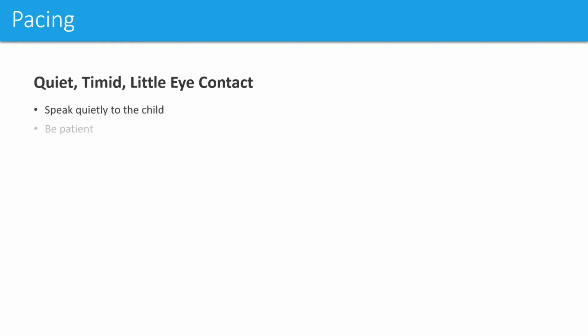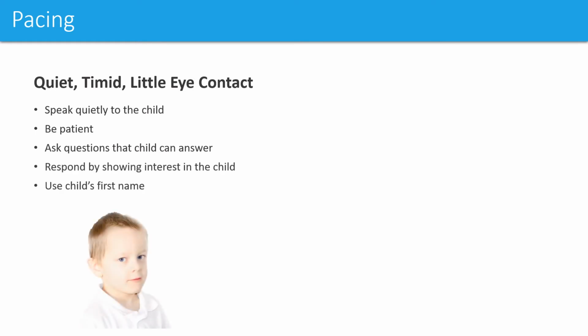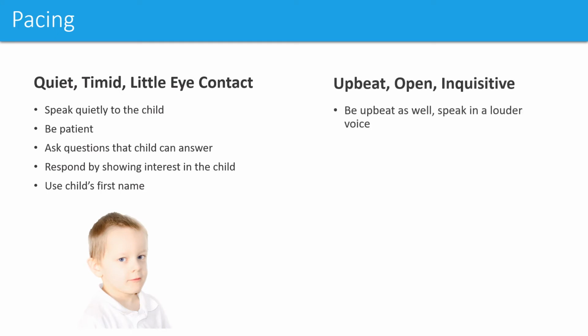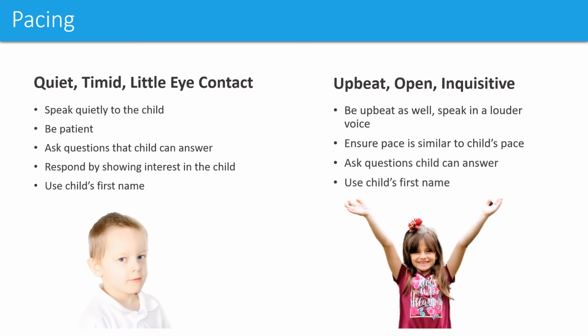Pacing. Match your voice and read the body language of the children. You generally have two types of children, the quiet, timid, little eye contact children, or upbeat, open, and inquisitive kids. What you're looking at is what you see as the child enters the room. Your voice needs to follow a similar pattern to the child. So a quiet, timid child will speak quietly, and the upbeat one will usually be using a louder or more rambunctious voice. When the child is speaking quietly, it's good for you to also speak quietly. If the child is speaking upbeat, you can also speak in a louder voice.